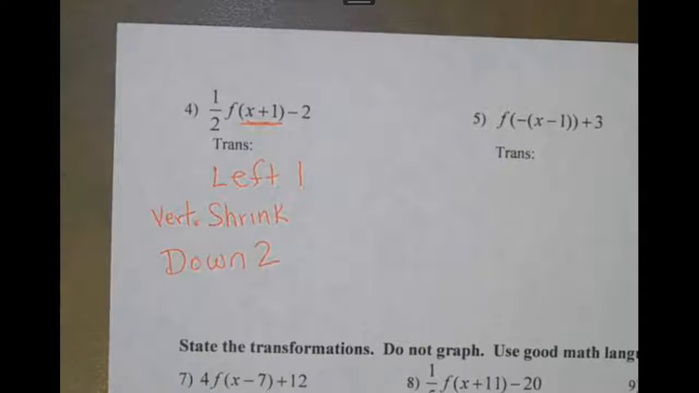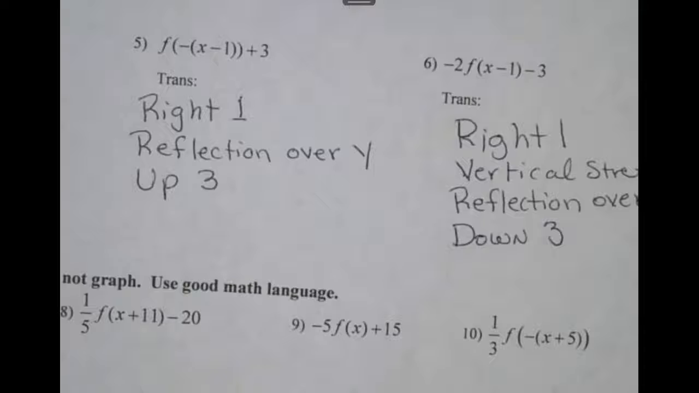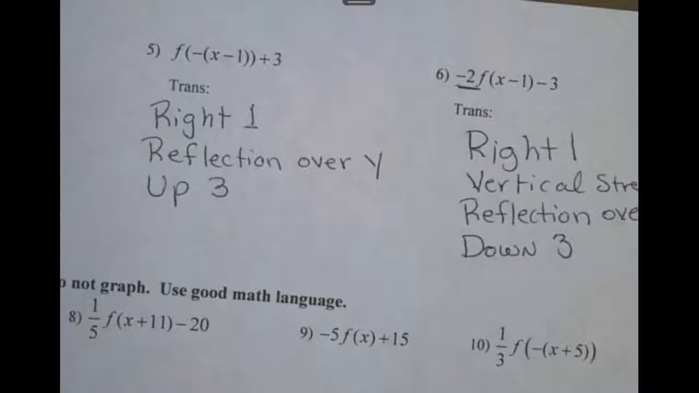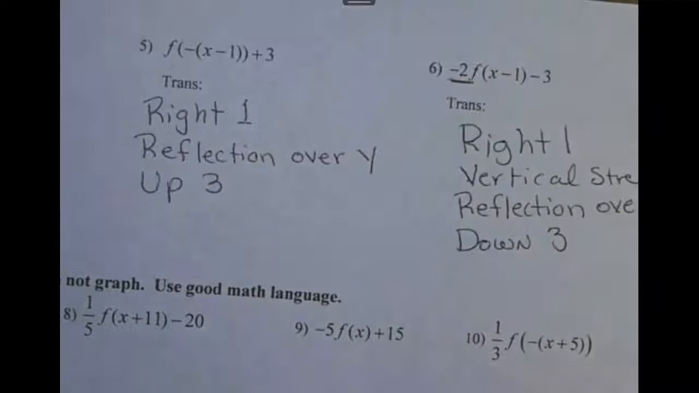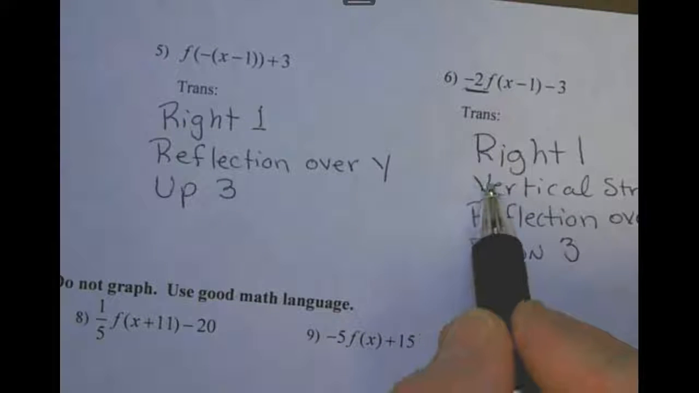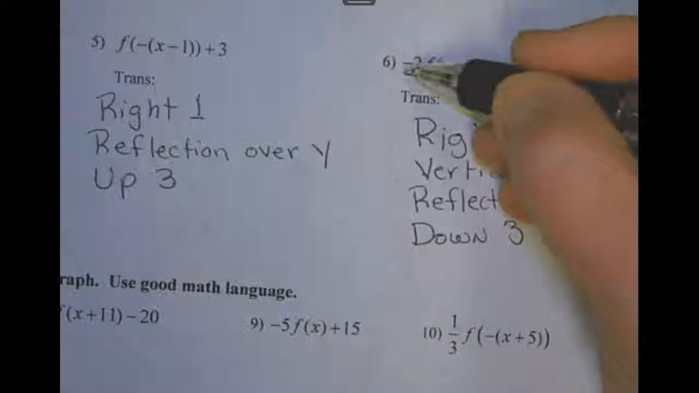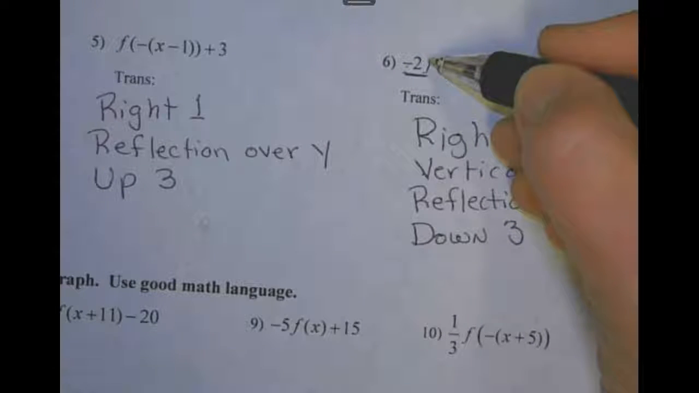Please answer 5 and 6. How did you do on 5 and 6? A lot of times I get questions on problem number 6. Are you looking at problem number 6? On problem number 6, this number out in front is a negative 2. To tell whether or not it is a vertical stretch or a vertical shrink, you do not look at the negative sign. You just look at the 2.